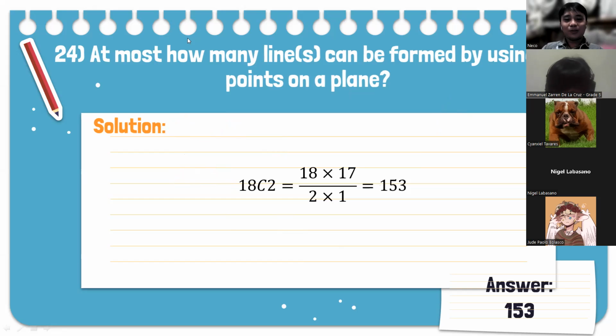Where did we get 2? I already said that one, right? You need a minimum of 2 points to form a line. That's why it's 2. That's how we got the 2.